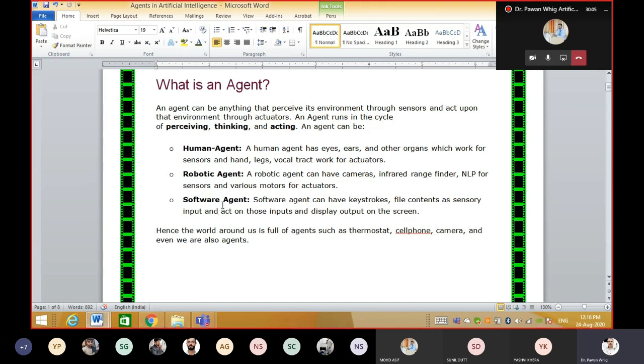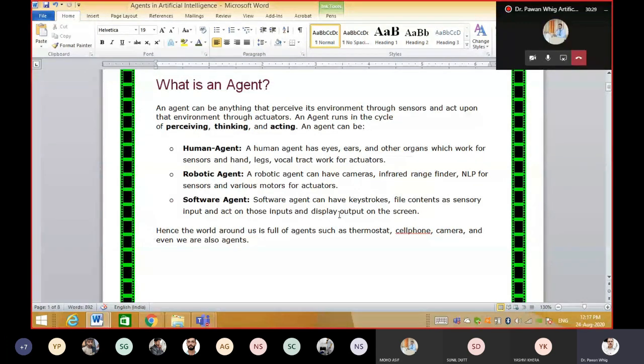Similarly, software agents are there also. Like whenever you're doing programming, the keystrokes, the buttons on the keyboard, when you press them, then certain files get opened or certain files get deleted. So the keys are basically kind of sensors, and the display through which you see the things, that is what we call the actuator.